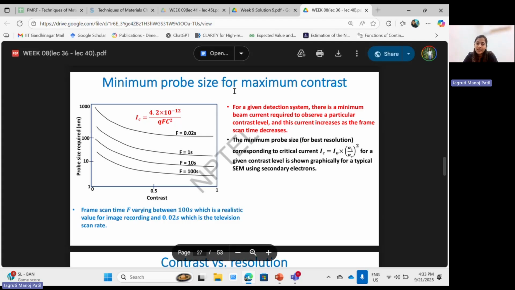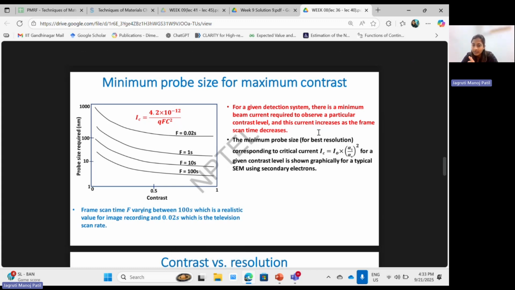Then what's the minimum probe size for the maximum contrast? As the probe size reduces, the number of electrons passing through it also decreases, hence the current is similar. So for a given detection system, there is a minimum beam current required to observe a contrast level. The current will increase as the frame scan time decreases. Sorry, as your frame scan time decreases, you'll get more current through that particular area, right? And you need the minimum probe size for a better resolution image.